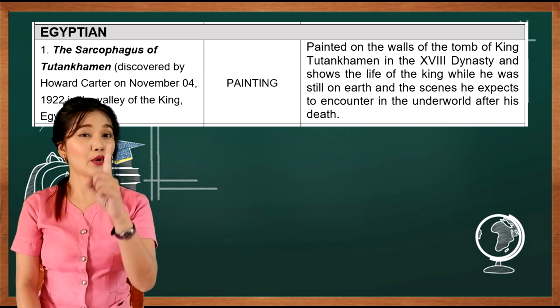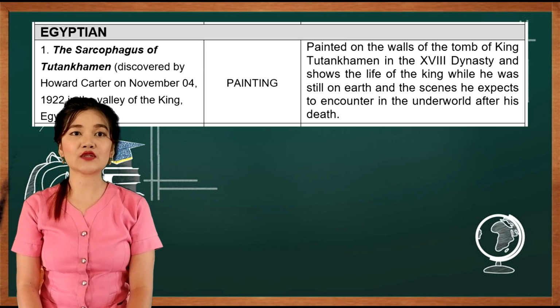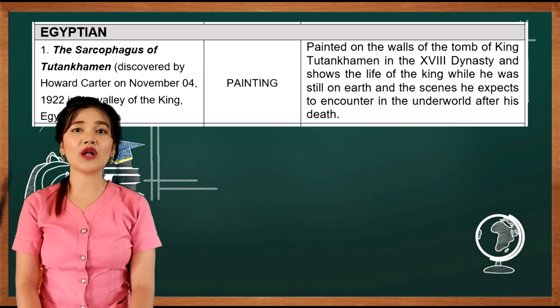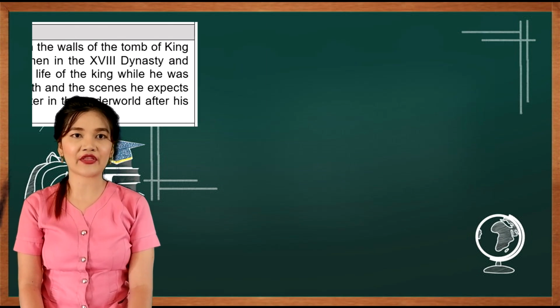Egyptian. Number 1. The sarcophagus of Tutankhamun, discovered by Howard Carter on November 4, 1922 in the Valley of the Kings, Egypt. Art form: painting. Painted on the walls of the tomb of King Tutankhamun in the 18th dynasty, it shows the life of the king while he was still on earth and the scenes he expects to encounter in the underworld after his death.